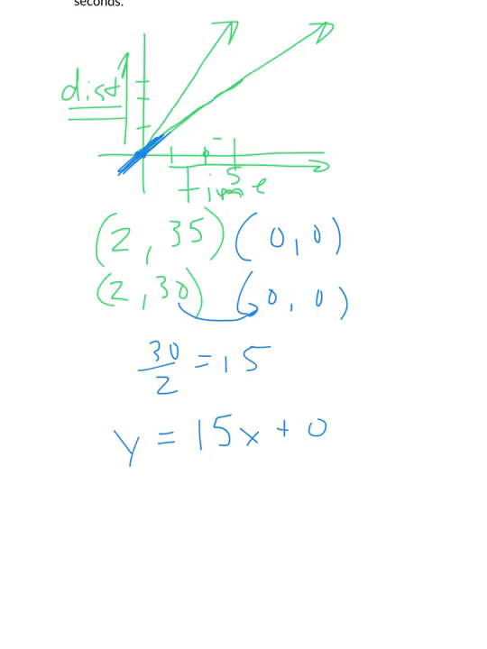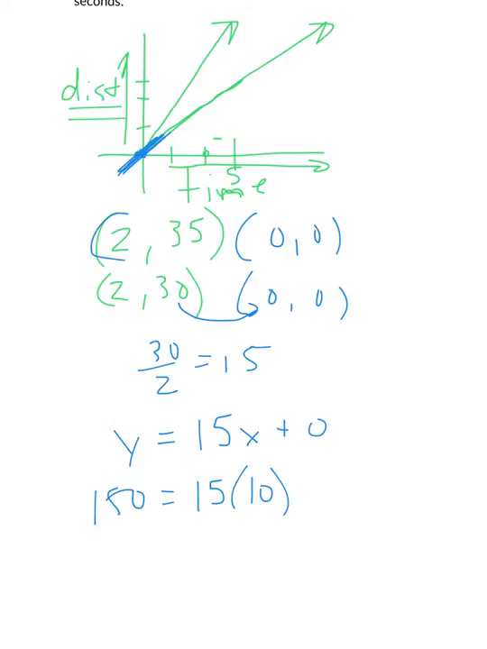So if we want to say, well, at the end of 10 seconds, so if I went 15 feet in 1 second, well, how far do I go in 2 seconds? I go 30 feet. How far do I go in 10 seconds? I would go 150 feet. So on and so forth. So just to give you an idea how that works.